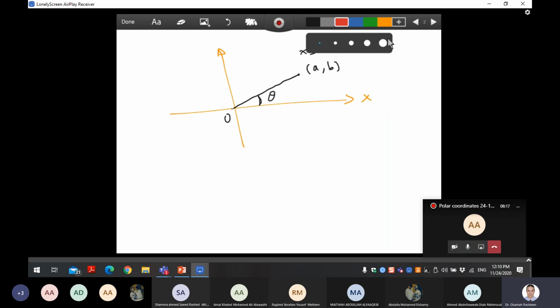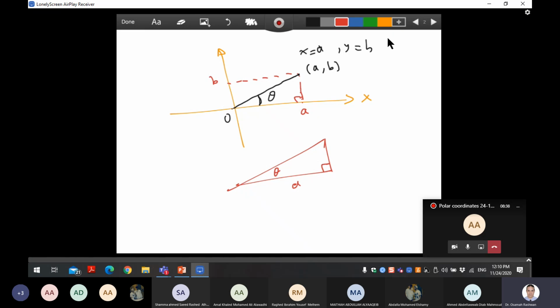Okay, how can I get the relation? If I go down here, this point will be x, which is a. If I go horizontally, this one will be b. Okay, so I have a right triangle here with a right angle and theta, and I know this is a and this is b, which is exactly like this one because this distance is the same, so it is b. So using Pythagoras, I can find the hypotenuse, which is the square root of a squared plus b squared.